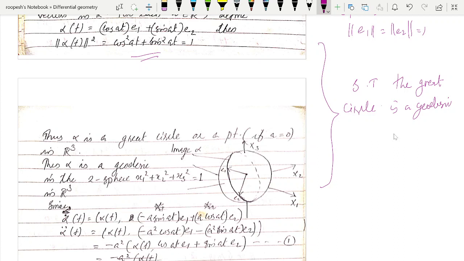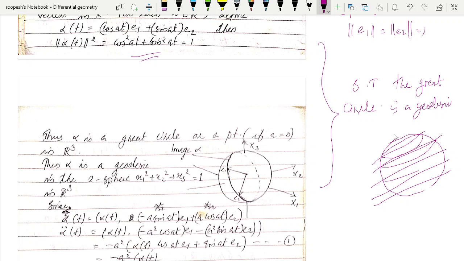What do you mean by great circle? Great circle means when you have a sphere, you take its section like this. Whenever you get a bigger circle around the cross section, if I am cutting over here, I will get a circle like this. If I am cutting over here, I will get a circle like this. Now we go for the circle which has the largest radius.